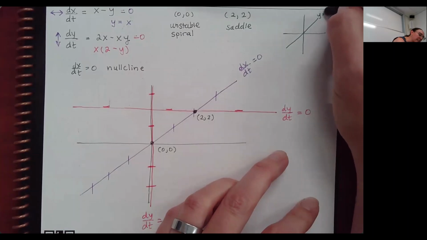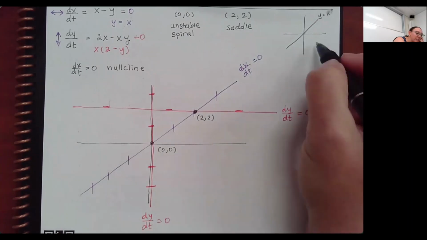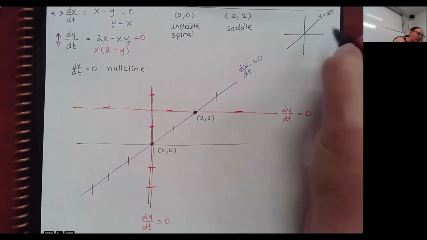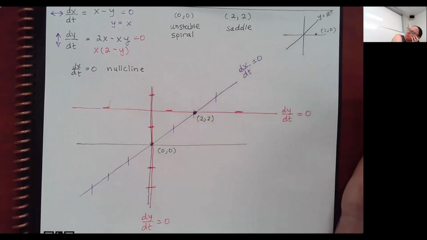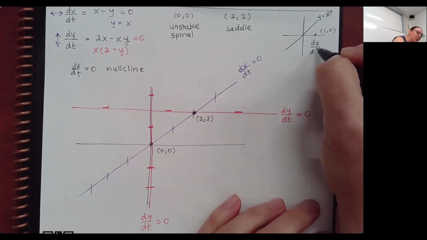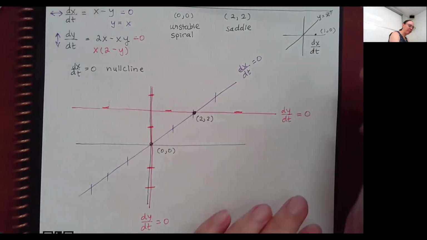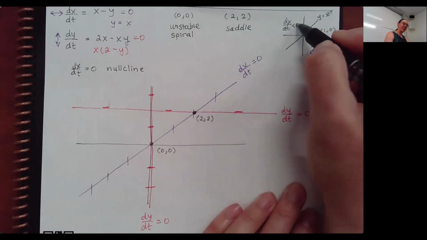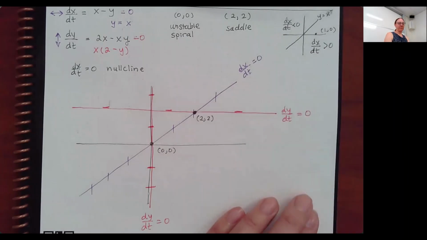And let's pick a point on either side of that to see if I point left or right. So I'm going to pick a point down. It doesn't really matter. I'll pick a point right here. Like if I pick the point 1, 0, I want to know, is my dx/dt greater than 0 or less than 0 at the point 1, 0? Greater? And then my dx/dt over here is going to be less than 0 because I've crossed a nullcline.